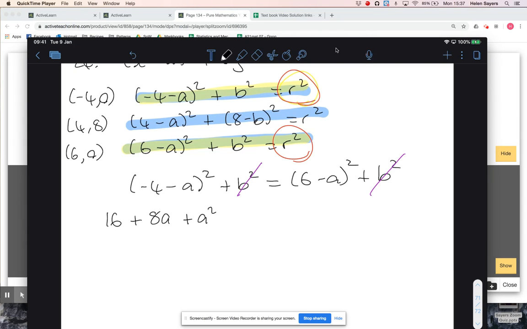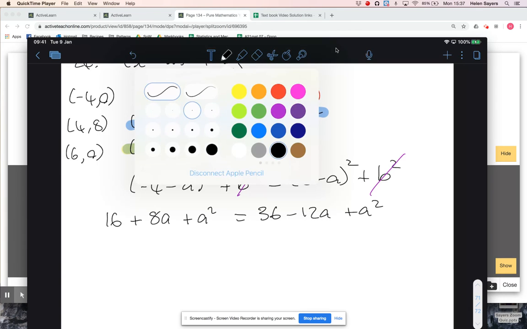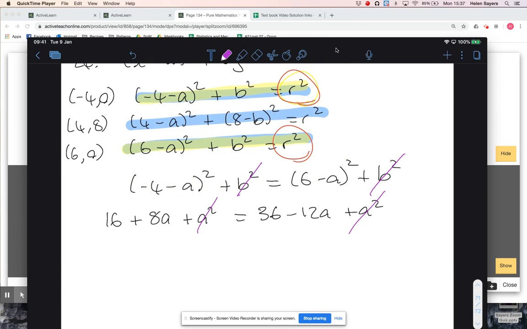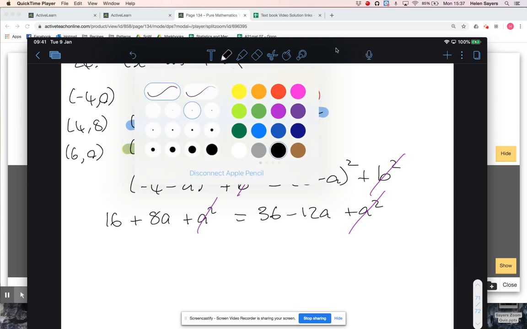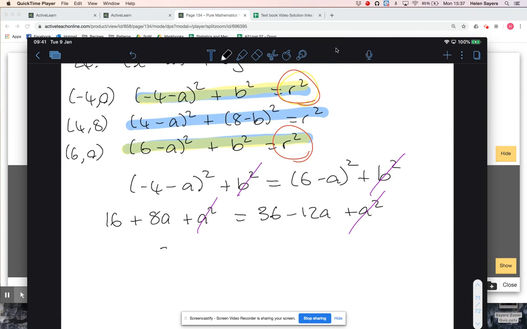So I'm just squaring out those brackets, and then that gives me 36 minus 12a plus a squared. So it gets even better. I don't even have to worry about solving a quadratic, because I can just subtract a squared from each side. So if I add the 12a over to the left-hand side, minus the 16 from the right-hand side, I get a is 1.